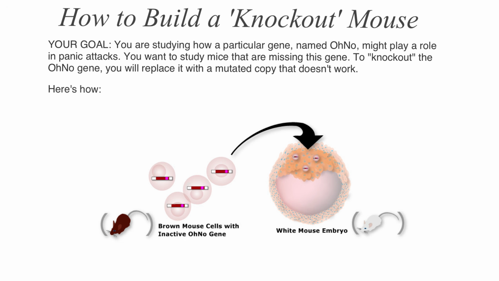Step number 5: at this step, you have to grow chimeric mice. By transplanting stem cells that carry the inactive ONO gene into a white mouse embryo, you'll create what is called a chimera. Chimeras have patches of cells throughout their bodies that grew from the white mouse cells and patches that grew from the brown stem cells. Some of the cells that have the inactive ONO gene may develop into reproductive cells. Chimeras are easy to identify because they have both brown and white patches of fur.